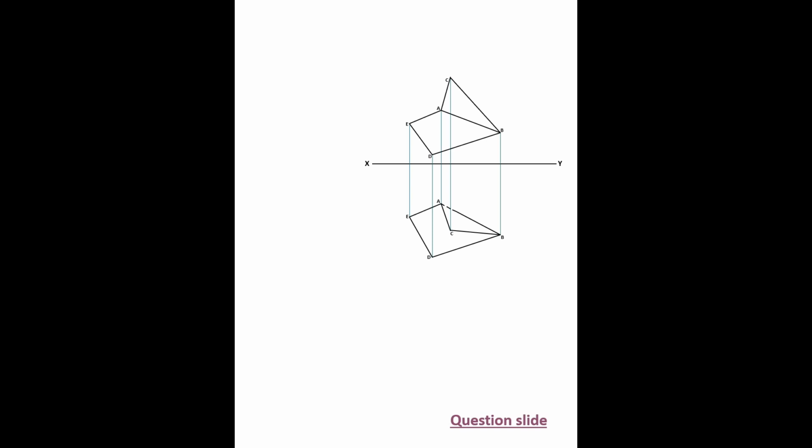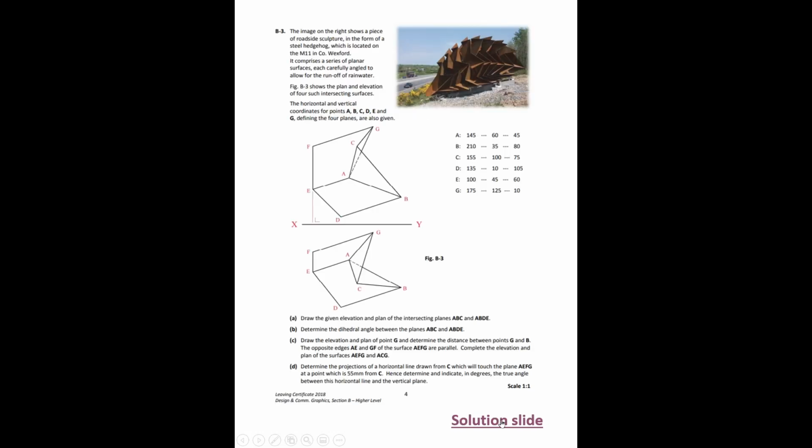Okay, so we have our plan and elevation so far. That's part A done. Next part of the question. We go back to the question slide. Determine the dihedral angle between the planes ABC and ABDE. Straight away, as we know, the dihedral angle is the angle between the two planes. So how do we find this angle?